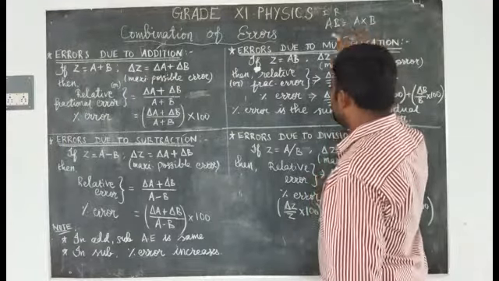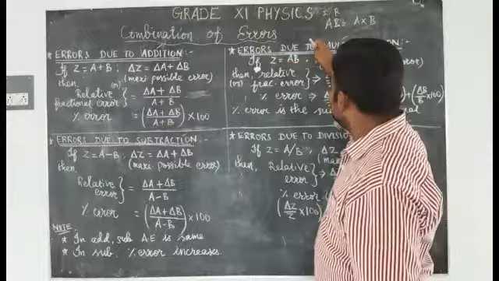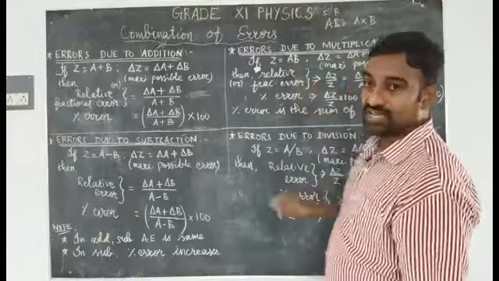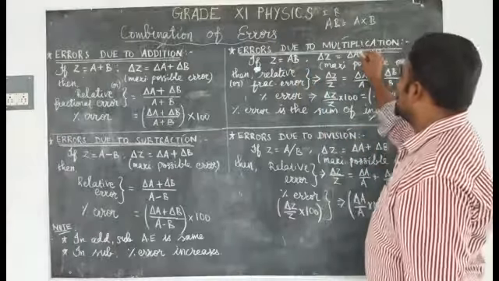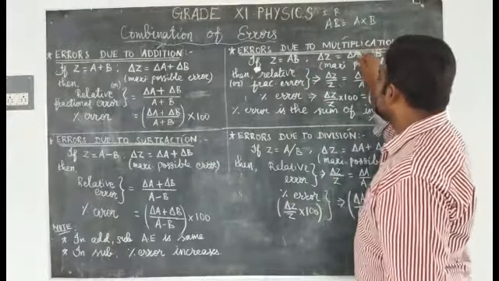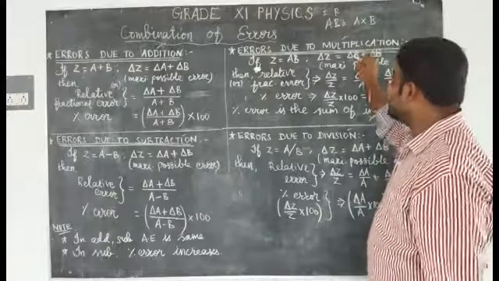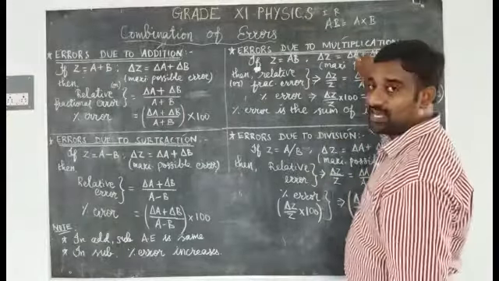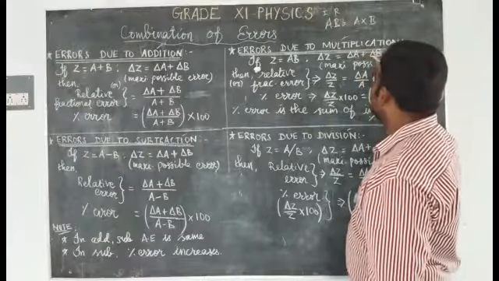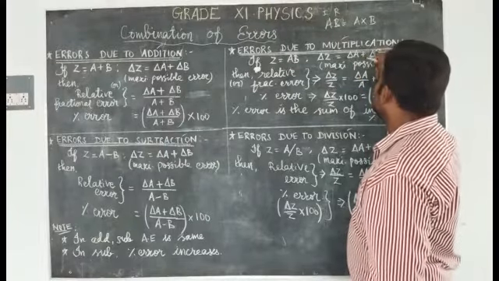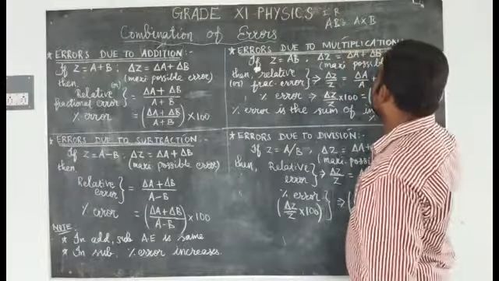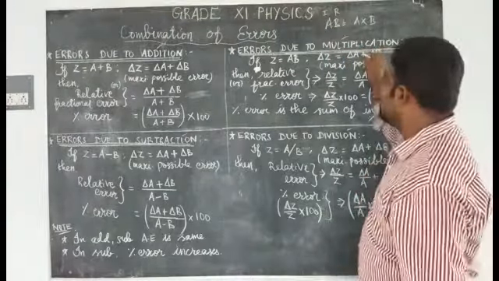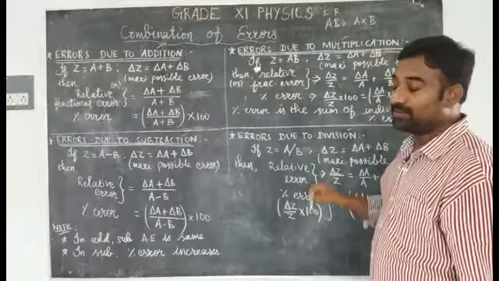Current is the first measurement, which we take as A. Resistance is the second measurement, which we take as B. So V is equal to IR. For the current, delta A is the maximum possible error, which means delta I. Similarly, delta B is the maximum possible error. Okay, but it should be added. Whenever it is the maximum, we are going to add it.